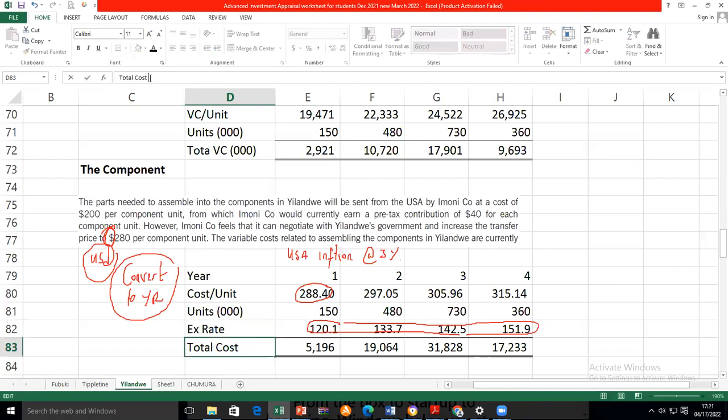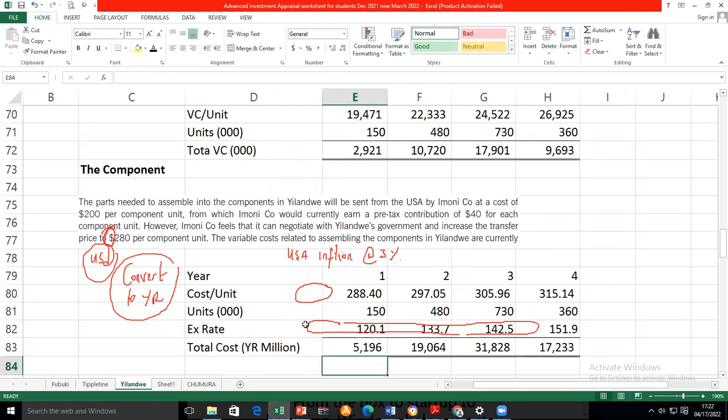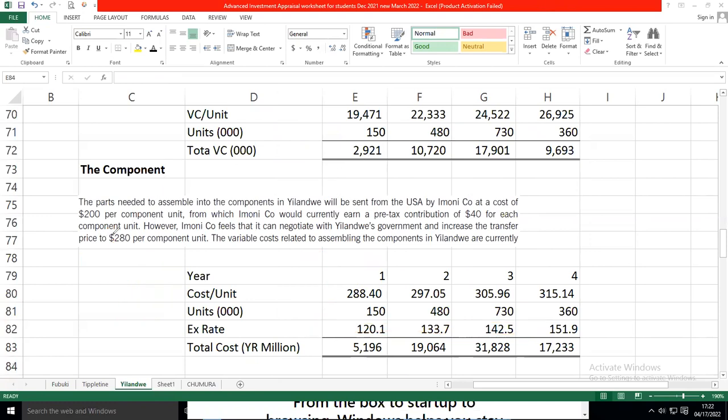Yes, Mr. Perry, please go ahead. The question says that, however, it can negotiate with the government to increase the transfer price to 280 per component. Exactly. So the assumption is the negotiation went through to that figure, from 200 to 280. Later on, we'll be commenting on these assumptions. There are even more marks for commenting on these assumptions. All right, thank you, Mr. Perry. Excellent.